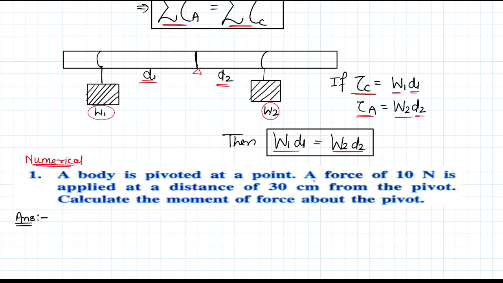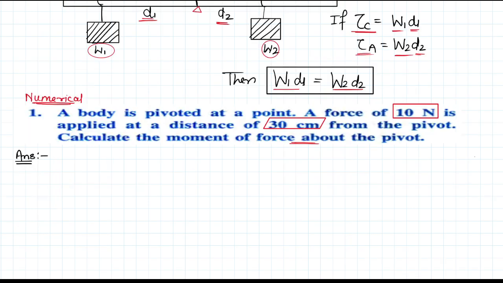Now here we have a numerical: a body is pivoted at a point, and a force of 10 newton is applied at a distance of 30 centimeter from the pivot. Calculate the force about the pivot. So what things are given here? You can see this.